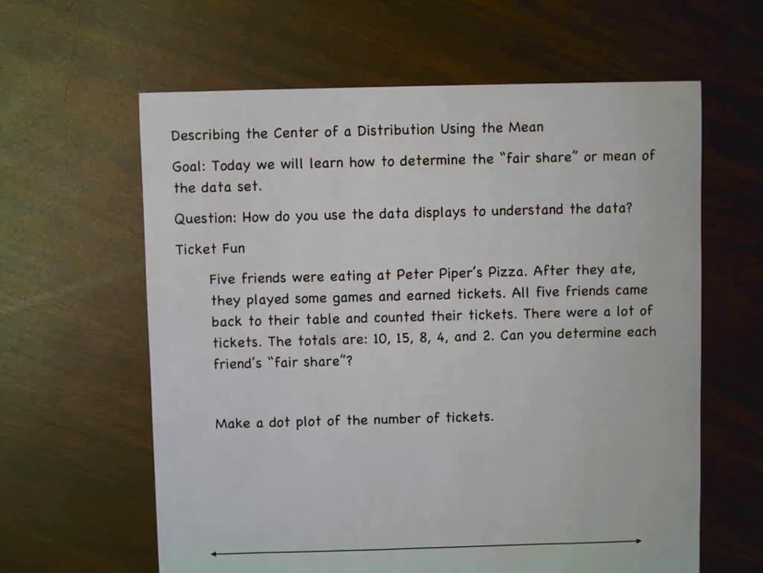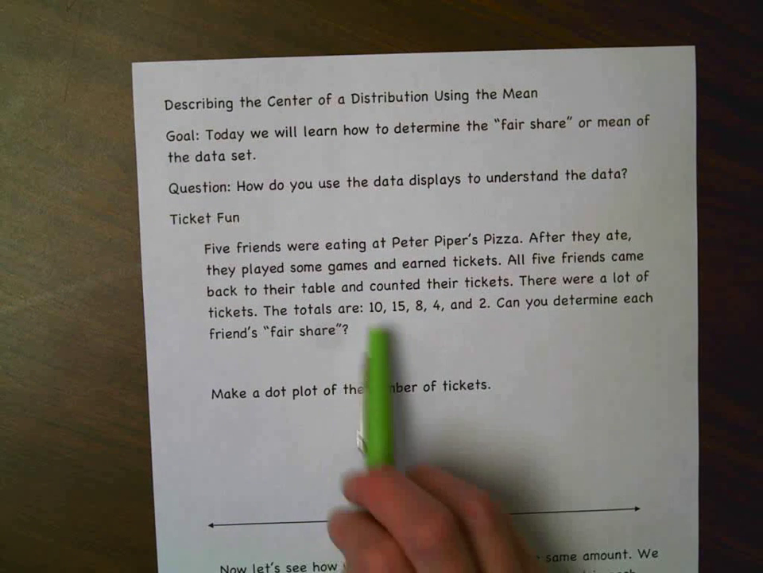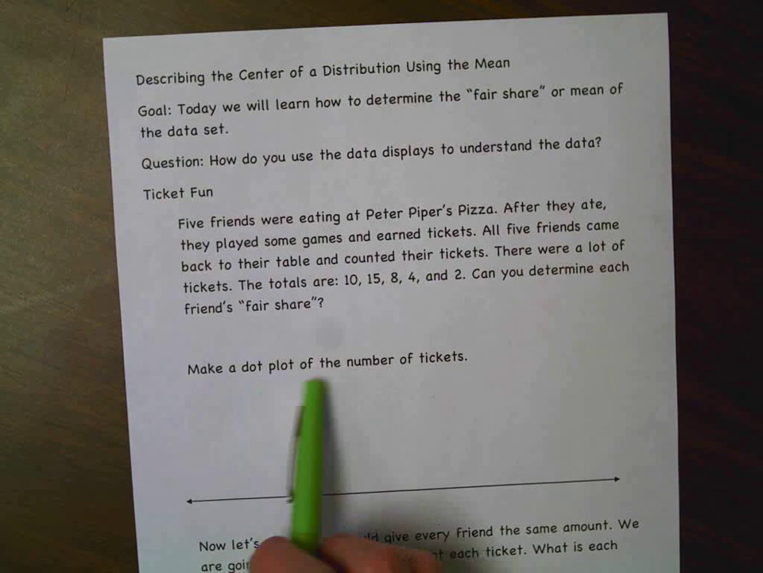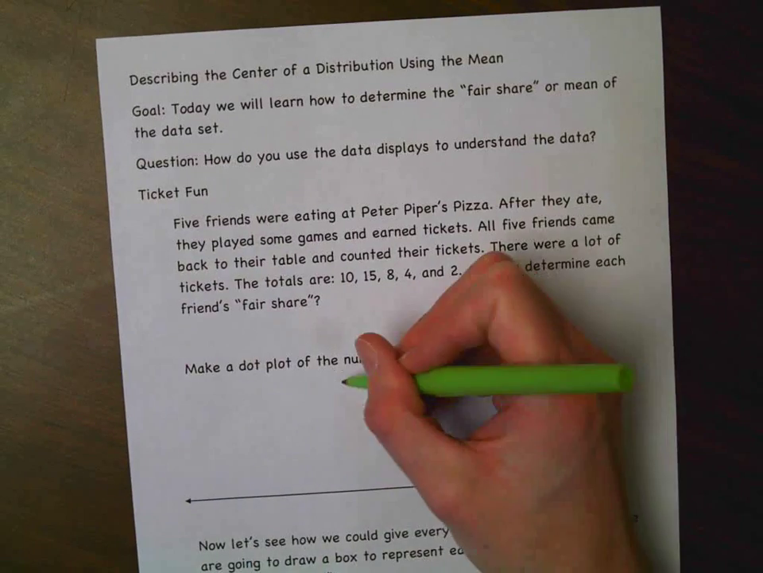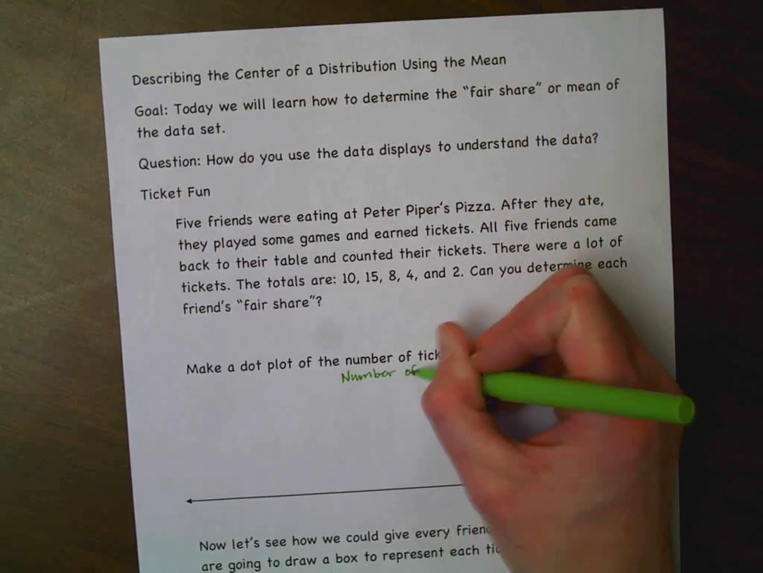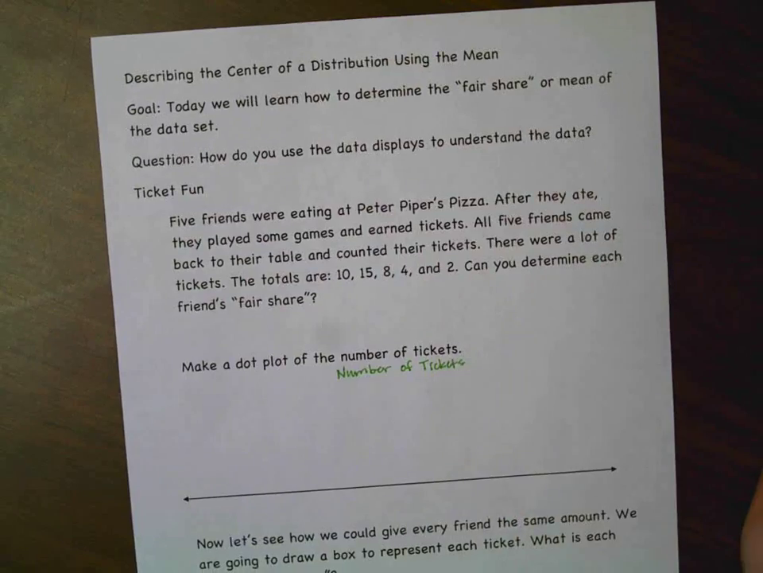Okay. And so to do this, the first thing that we need to do is organize our data. Because yesterday we talked about different types of data, numerical data or categorical data. And for this specific example, it's going to be numerical data because we're given numbers of tickets. Okay. And so our first job is we're going to learn how to make a dot plot of the number of tickets. So the name of our graph would be number of tickets, and you write it as a title, okay? And so that's the title of our graph.